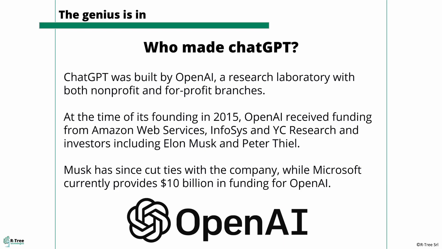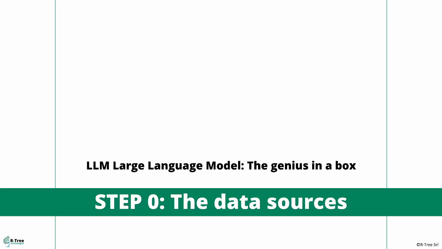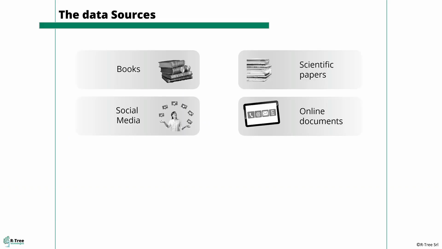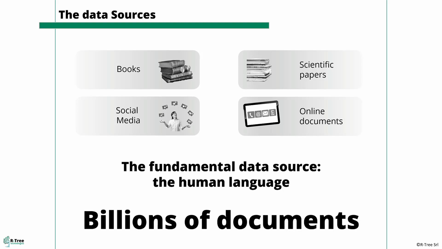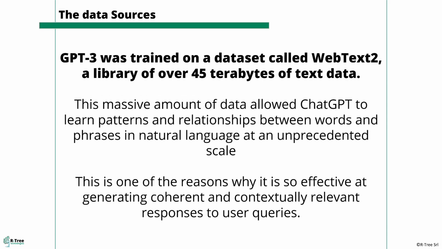We already said it. It was OpenAI who started operating in 2015 and in the following years received important financial endowments. It all started with the selection of the data sources. Billions of documents such as books, scientific papers, data from social media, and other online documents were selected. GPT-3 was trained on a dataset called WebText-2, a library of over 45 terabytes of text data.